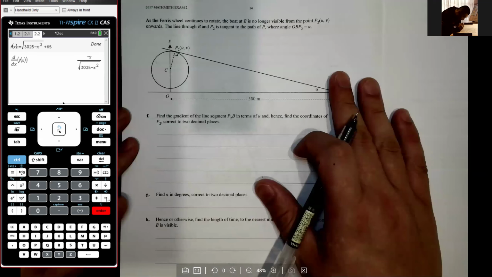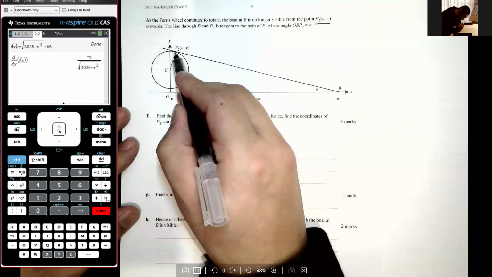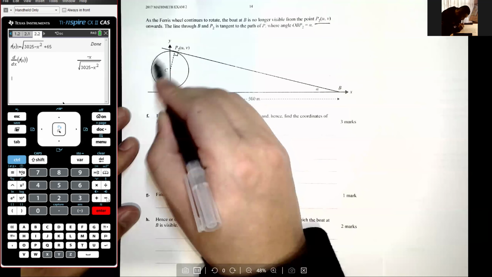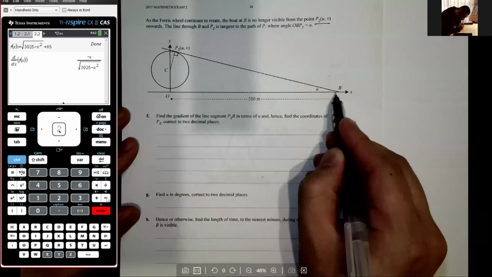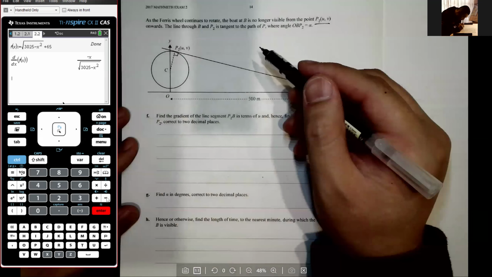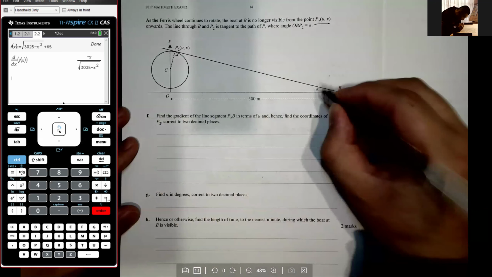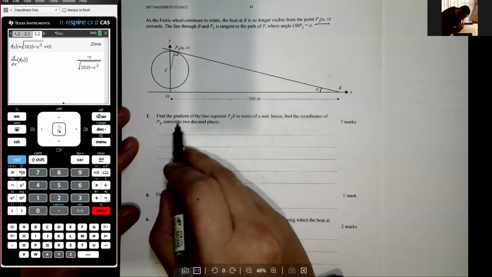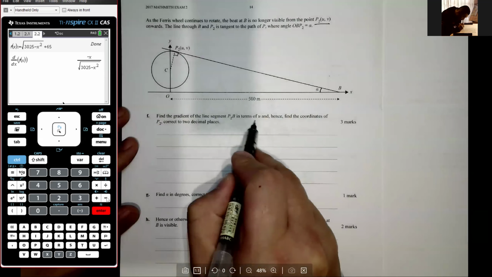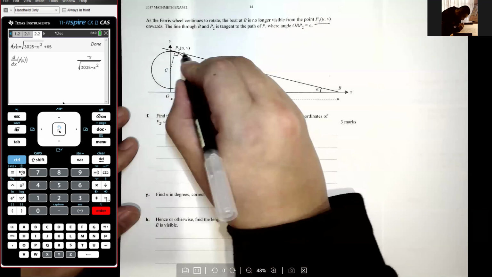Okay. As the Ferris wheel continues to rotate, the bolt at B is no longer visible from the point P2 onwards. So after it reaches this point, you are not able to see through the wheel and see the bolt B. The line through B and P2 is a tangent to the path of P, where angle OBP2 is alpha. So this is alpha. Find the gradient of the line segment P2B in terms of U, and hence find the coordinates of P2 corrected to 2 decimal places. So the P2 is (U, V) here.